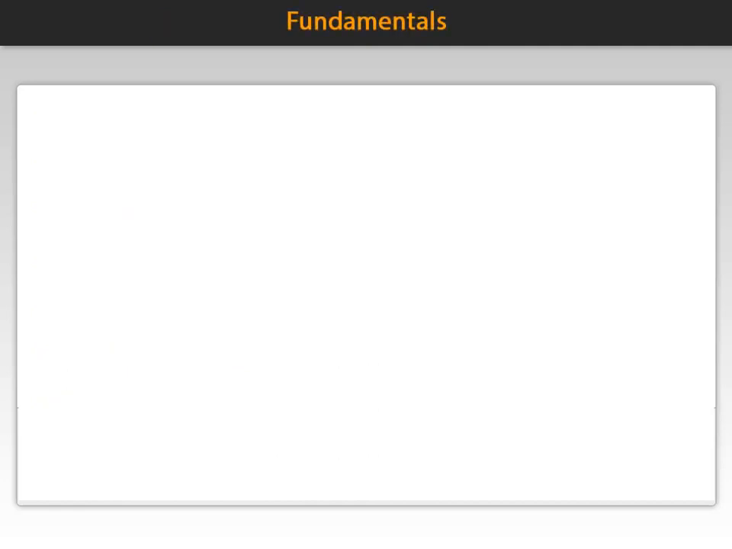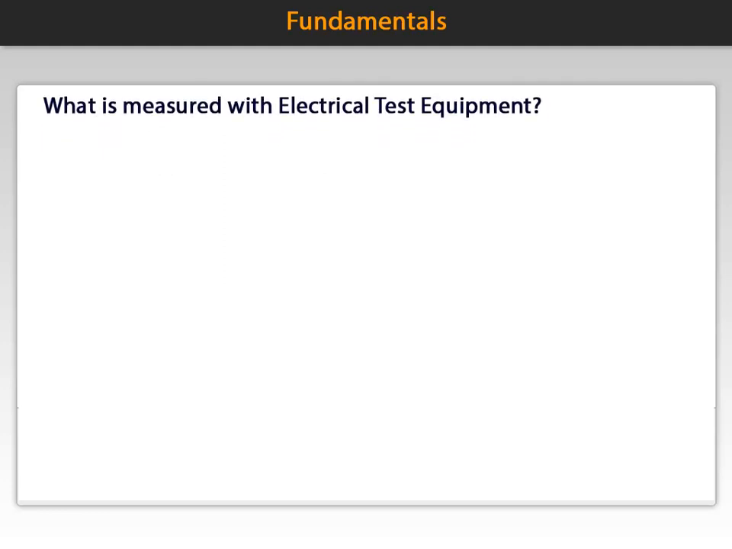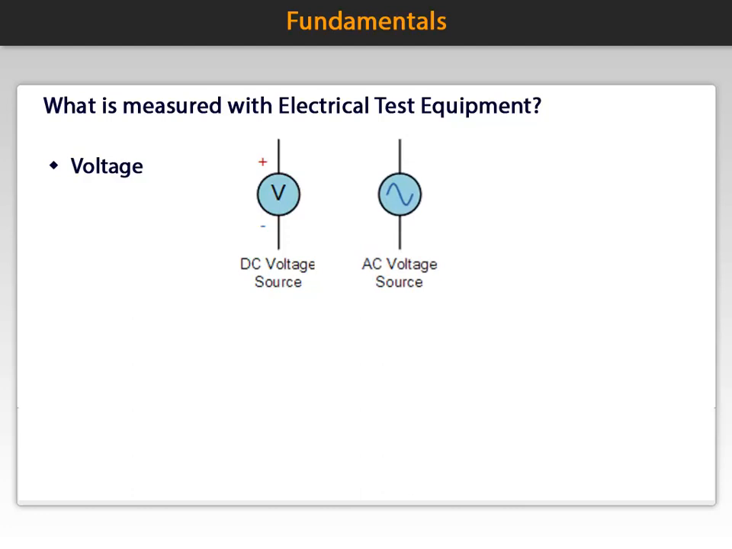Before we get too deep into our lesson, let's take some time to go over some fundamentals that will help us as we progress. Now, what are we measuring with electrical test equipment? Voltage is one of the parameters. It can be DC, or direct current, or AC, or alternating current. Current is also a value helpful in evaluating electrical equipment. It can also be DC or AC.